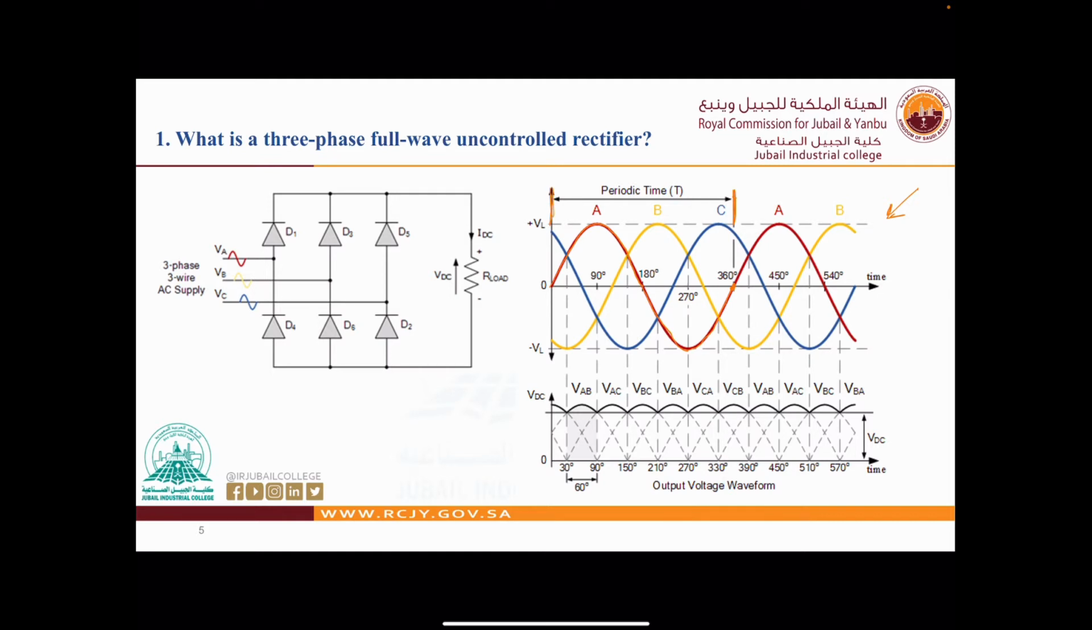One cycle, we can say the period is equal to 1 over frequency, and frequency is equal to the number of cycles per second. As you know, we have one cycle here. One cycle is defined as starting from 0 and ending at 2 pi. This is one cycle.